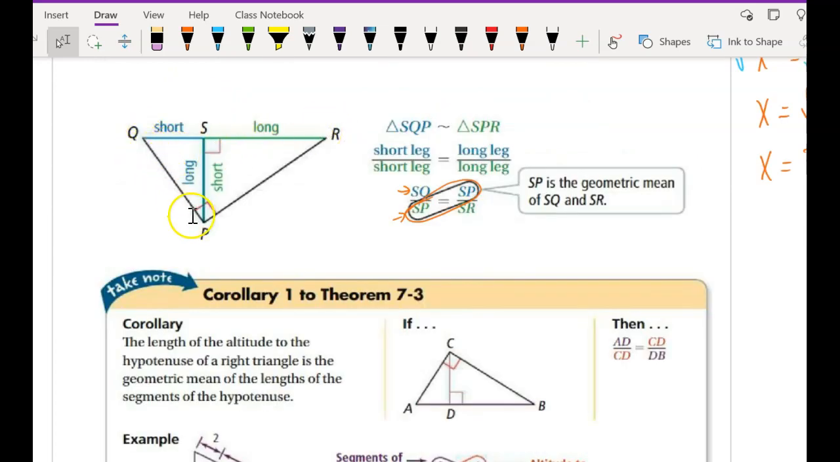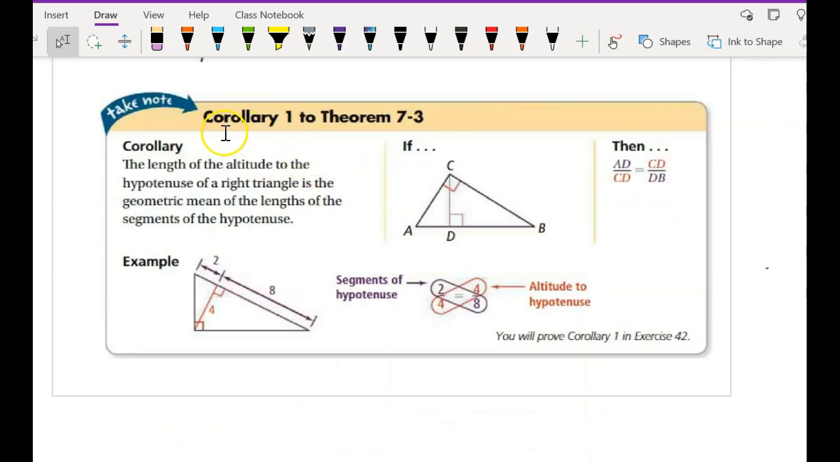Okay, now if you were thinking that when we looked at this short leg, long leg, that PR was the long leg and QP was the long leg, in a right triangle, it's two legs and the hypotenuse. And the hypotenuse is always opposite the right angle. So the legs are SQ and SP and SR and SP. So that's why QP and PR are not considered legs, they're the hypotenuse.